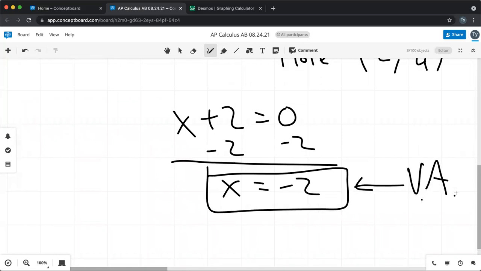Really, really important here. I saw a lot of people were leaving this off, and it's a seemingly unimportant thing. We need to see x equals here. We can't just say negative 2 is our vertical asymptote. Negative 2 is just a number. We need a line, right? x equals negative 2 is going to give us a vertical line, right? x equals lines are always vertical.